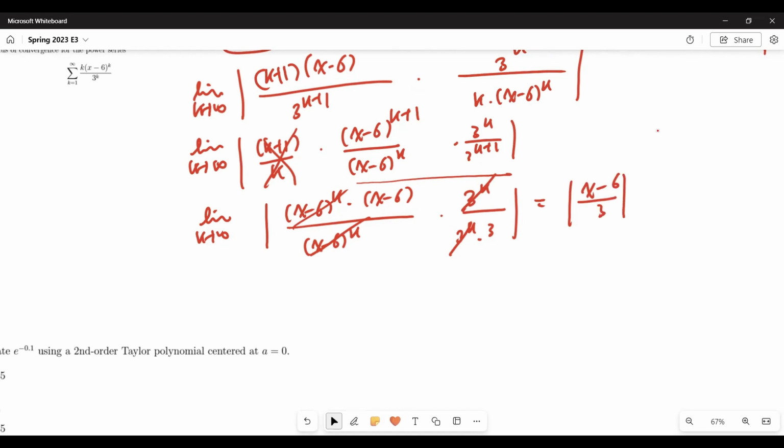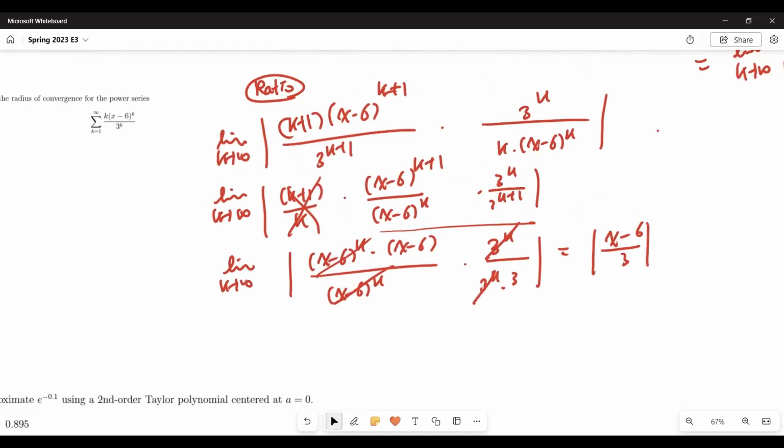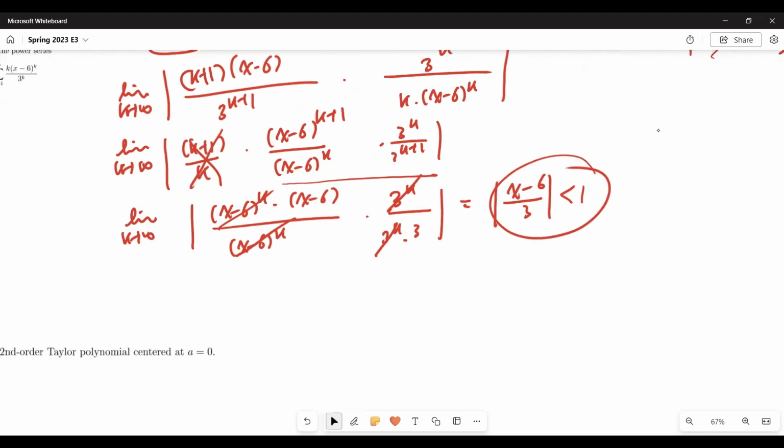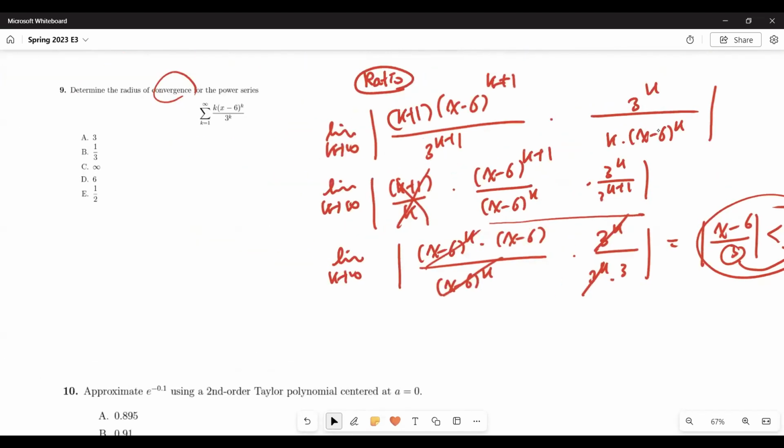But then it's saying it's radius of convergence. So it already told you it's converging. That means it's less than 1. So x minus 6 over 3 is less than 1. So this is the same as absolute value of x minus 6 is less than 3. I just moved the 3 in here. So x minus 6 between negative 3 and 3, add 6 on both sides, this becomes 3 to 9. So that's our interval of convergence.